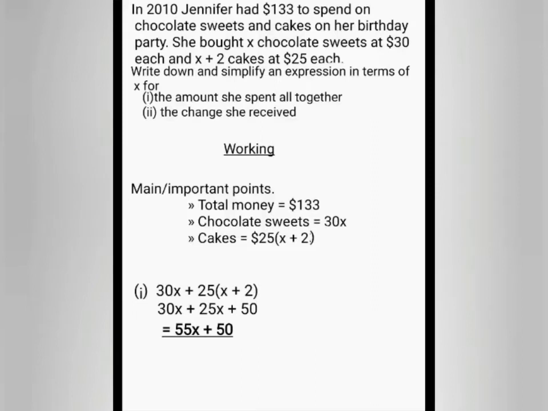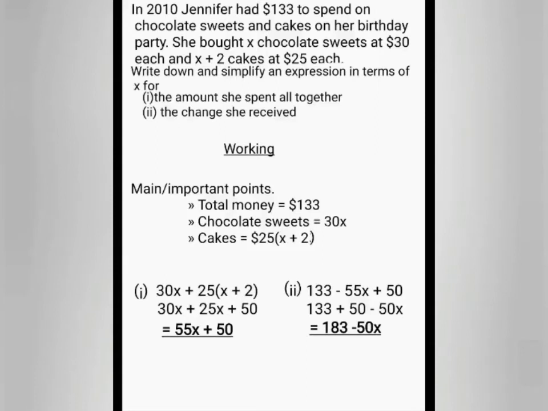First write down the main or important points that will guide you in your working, so that it won't confuse you when you get into your working. Just like what we have done here, we have written the main important points that we extracted from our main question. So in item 2, we are asked to write down and simplify the expression in terms of x for the change she received.